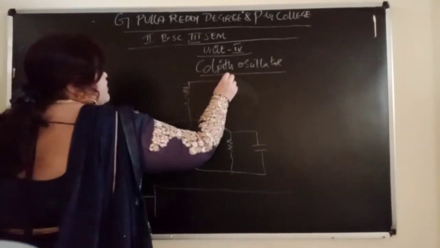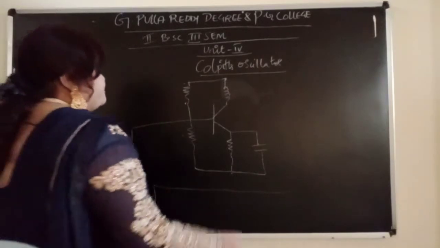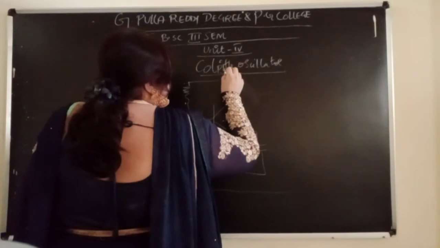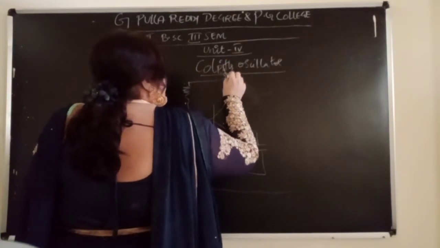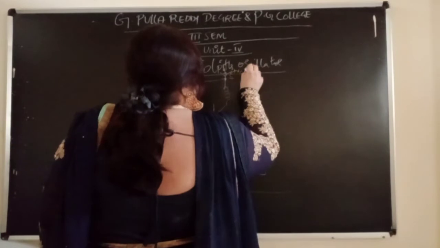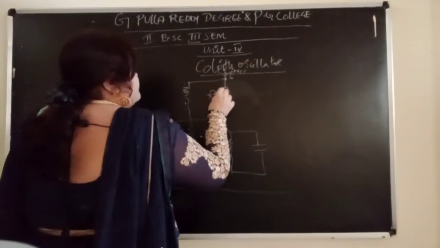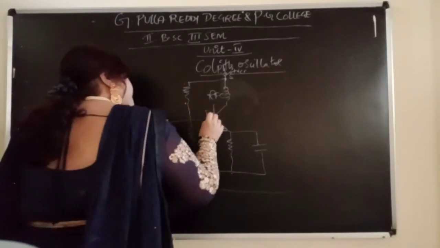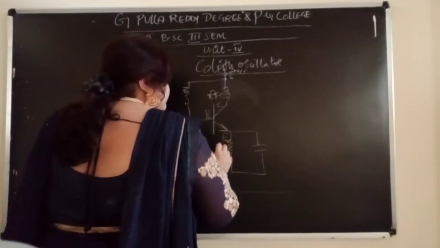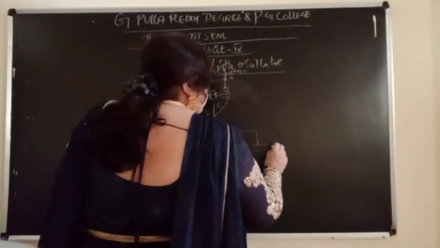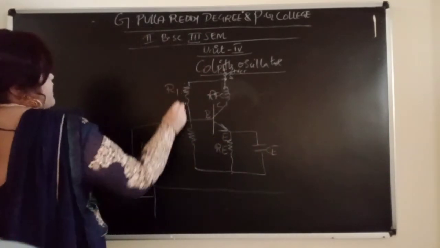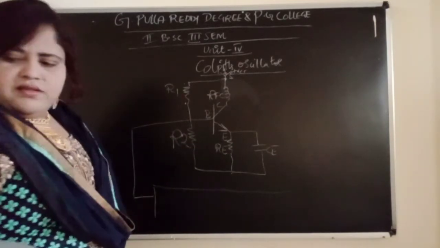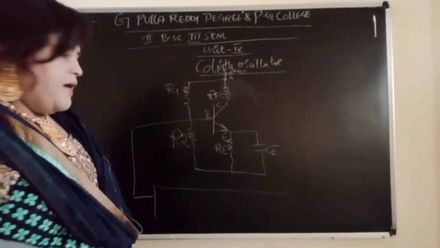Then you take one switch, plus VCC, RFC, radio frequency choke. Then the transistor: base, collector, emitter. This is RE, this is CE, and R1 and R2. Now this will be connected to the feedback network.